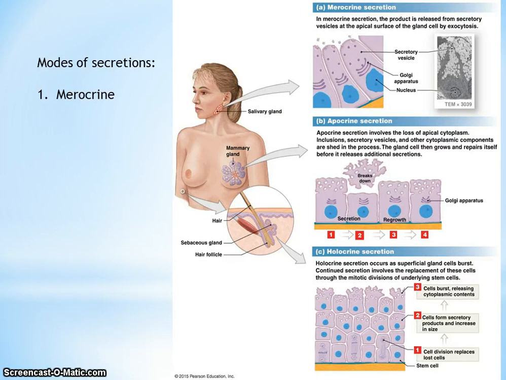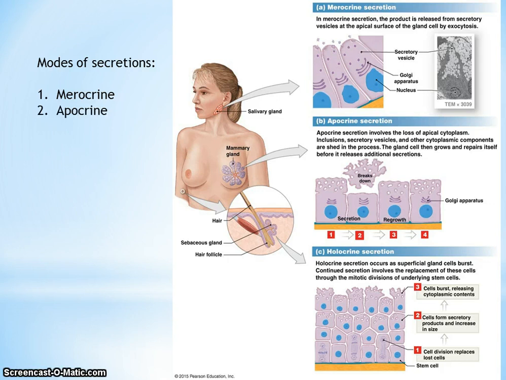In the glandular epithelium, we have three modes of secretion. The first one is called merocrine. A merocrine secretion is where the product to be secreted is released from the cell by exocytosis.